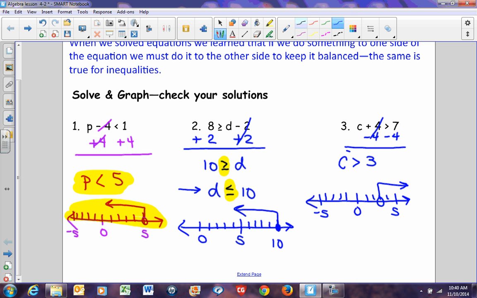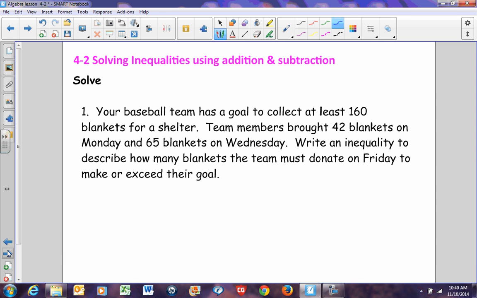Always remember, you need both the inequality and the graph, unless it says otherwise. You cannot just tell me the answer is 3 because it has an inequality symbol. You have to have a variable, the inequality symbol, and the number that goes with it. Let's look at some word problems. Most people get a little confused by these, but they're not that difficult.